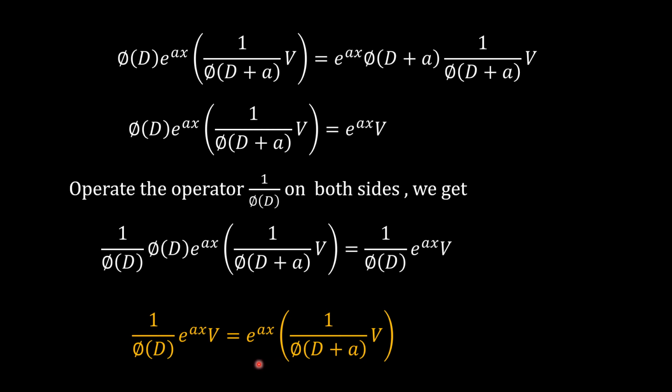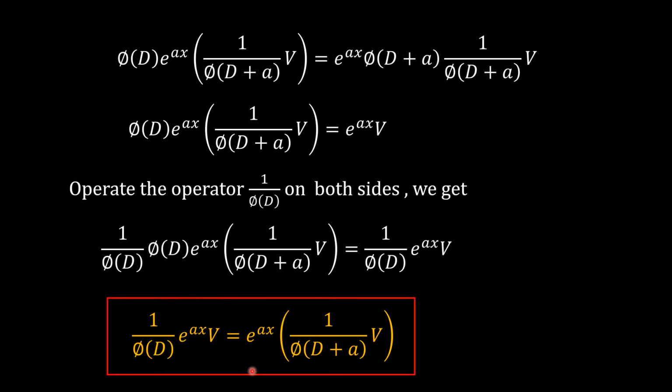So while solving the example, what we are supposed to do? See, whenever such a function is there, then to solve this, we are going to take this e raised to x function to the left hand side of this operator 1 upon phi of D. And while taking this e raised to x to the left hand side of this operator, we have to replace this D by D plus a, where this a is the coefficient of x in the exponential function. Okay, so this is a very simple thing and very simple rule.